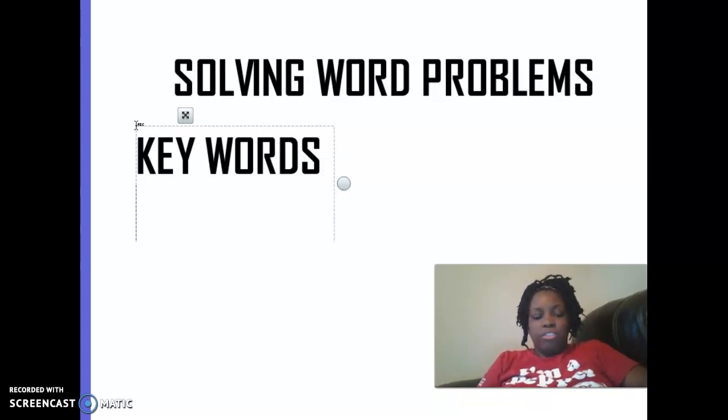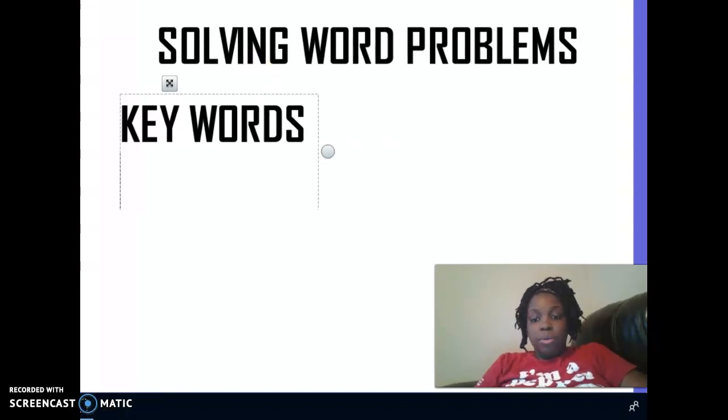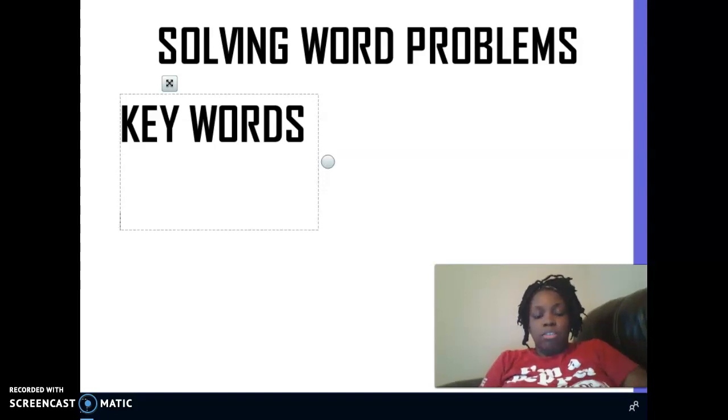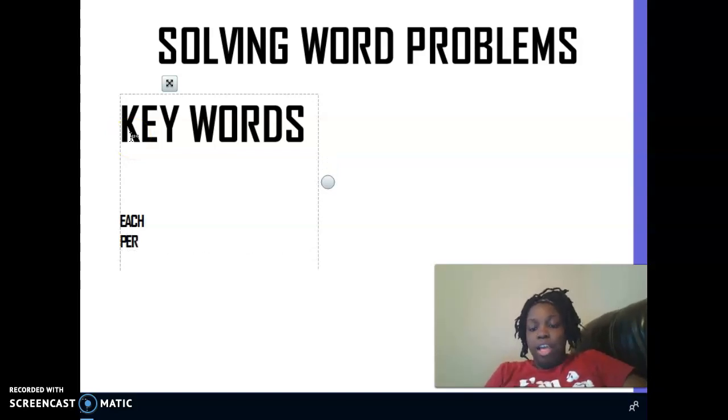So let's start with multiplication. Some keywords for multiplication are things that you may already know, you've already seen, you already worked with. So some keywords are each, but each has to explain what each is, right? So each is one. Then we have per. You might see per. You might see triple. Triple means like times three. You may see double.